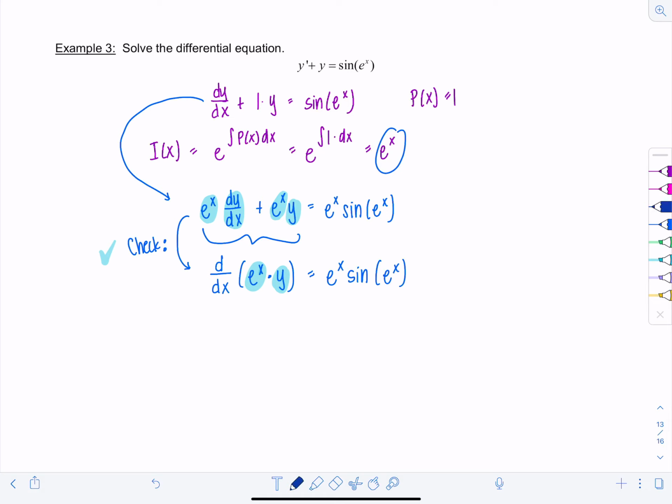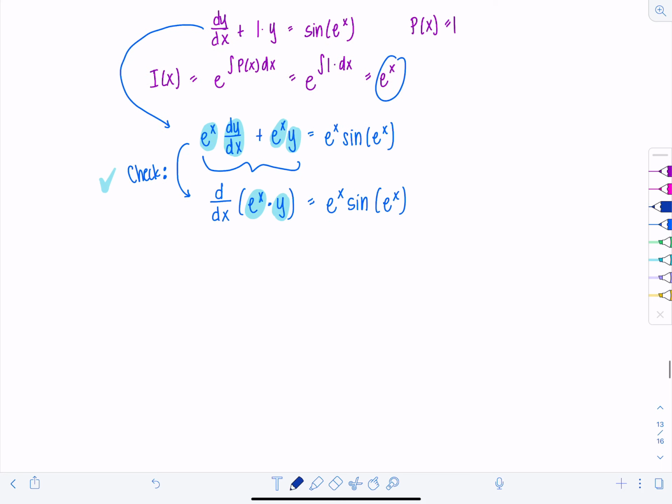Wonderful. So now let's go ahead and integrate both sides. So left-hand side's already a derivative. If I integrate it, it's just going to undo it. So all I have is e to the x times y equals the integral of e to the x times sine of e to the x dx. What do we do with the right-hand side? Can you tell?